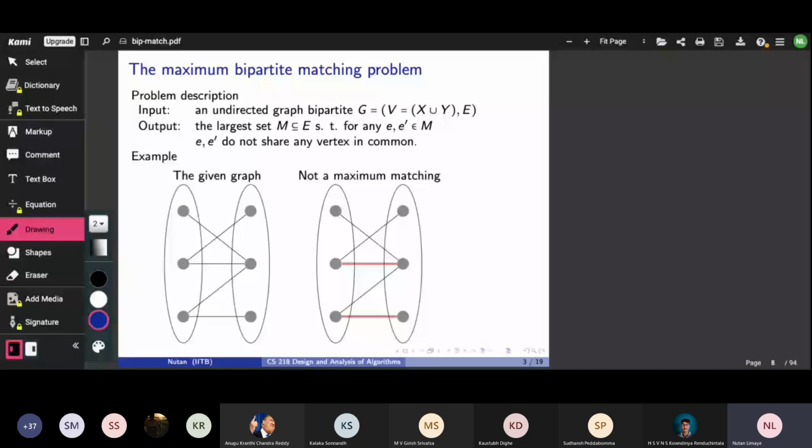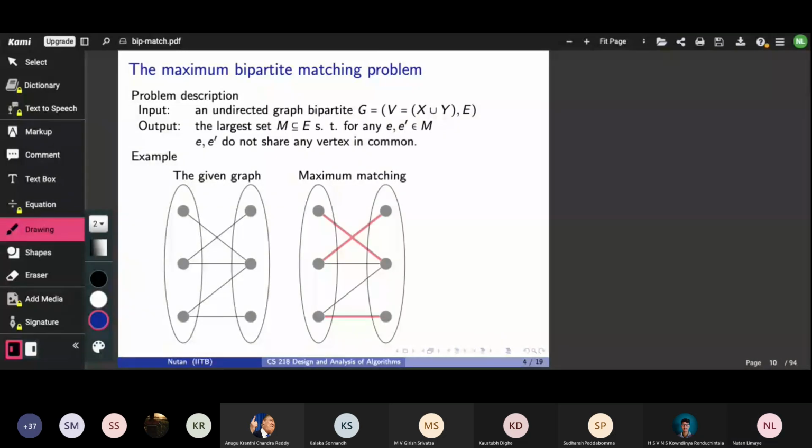And on the right, the two red edges form a matching. A matching is simply a subset of edges, no two of which share an endpoint. Unfortunately, though, this is not a maximum matching. But this one is a maximum matching.